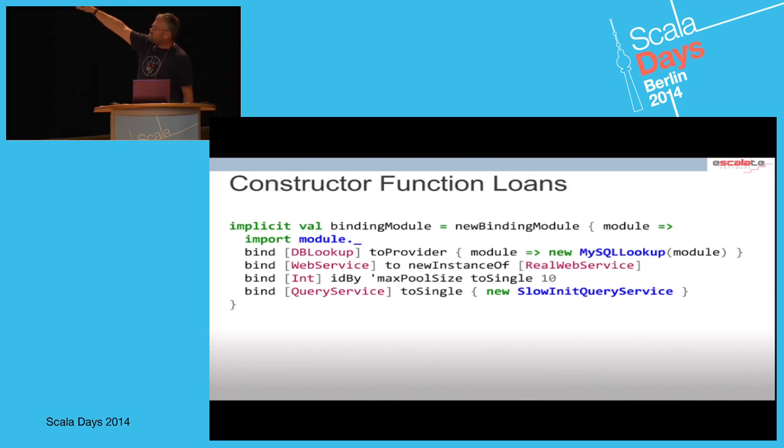The whole module, the binding module, is immutable at the end of this, but while you're setting it up, for the convenience and the clarity of the DSL, the thing that you get loaned, the module there, is mutable. So you can just bung anything you want in there, and then it reaches the end, and it becomes an immutable thing.